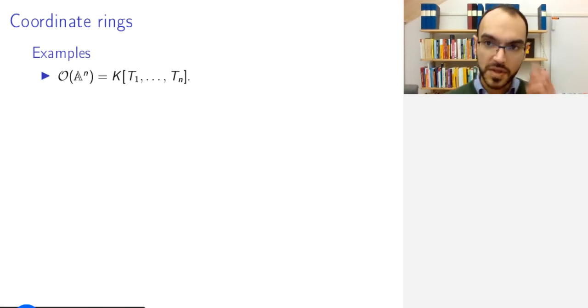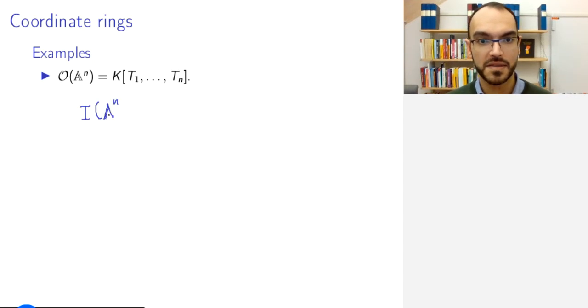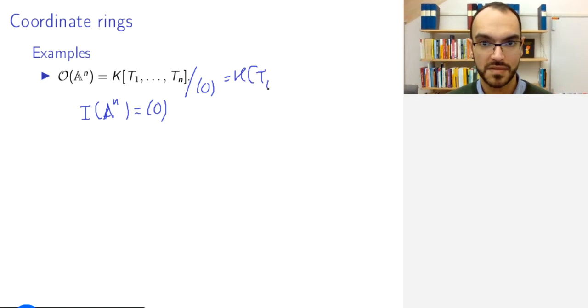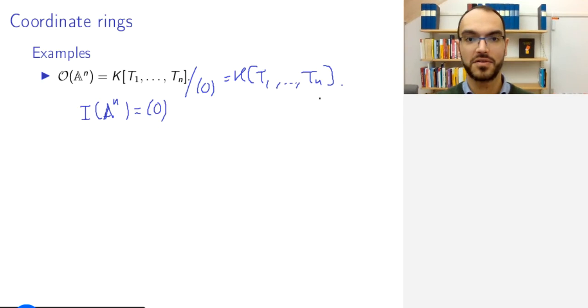Let's look at some examples. The coordinate ring of the whole space is the whole polynomial ring. Why? Because we have seen that the vanishing ideal of this is the zero ideal, so we would be quotienting by the zero ideal, and this wouldn't make any difference at all. Two polynomials are equal if and only if they're equal modulo 0, hence they are equal.